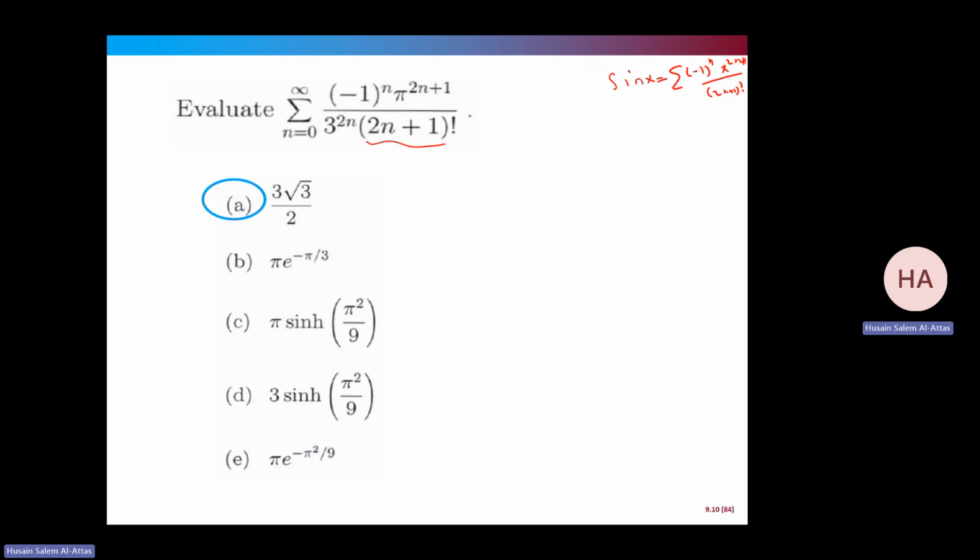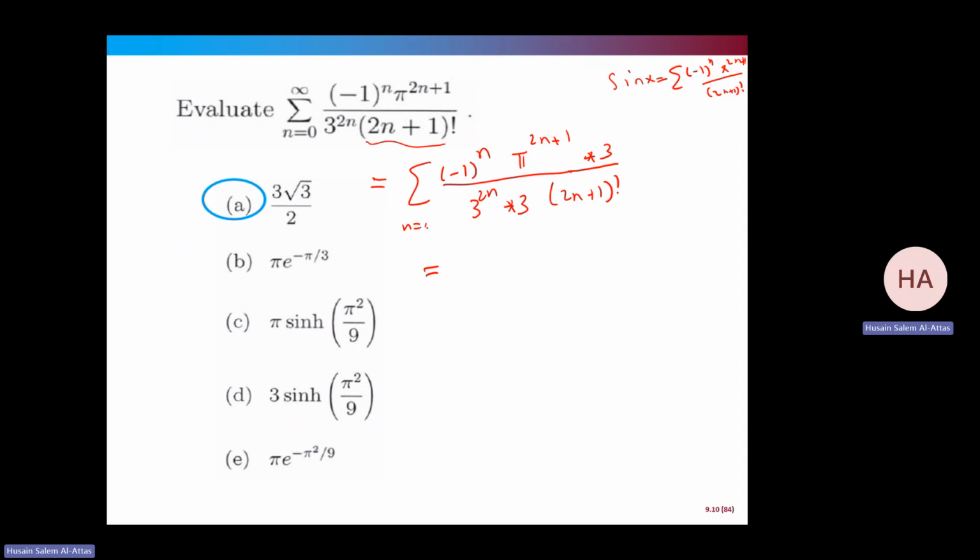Okay. Now this one I can rewrite it. Minus 1 to the power n. I can combine this with this. But I have 3 to the power 2n here, and I have pi to the power 2n plus 1. So I have 3 to the power 2n multiplied by 3 here and here 3, to make it 3 to the power 2n plus 1, times 2n plus 1 factorial.